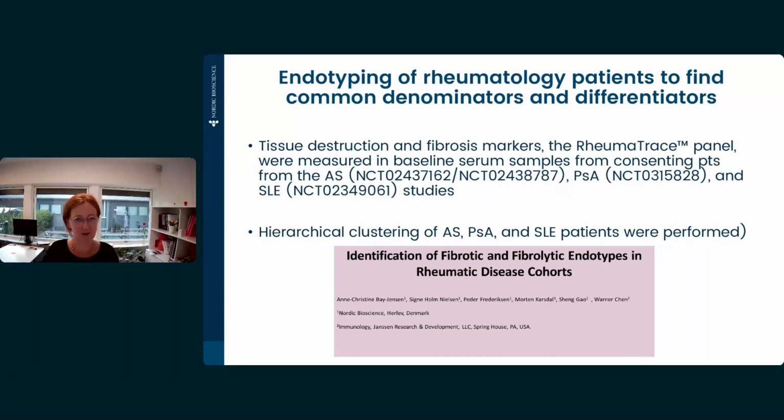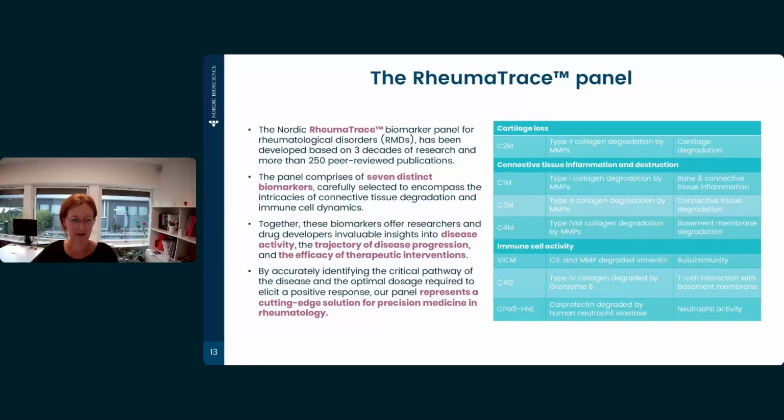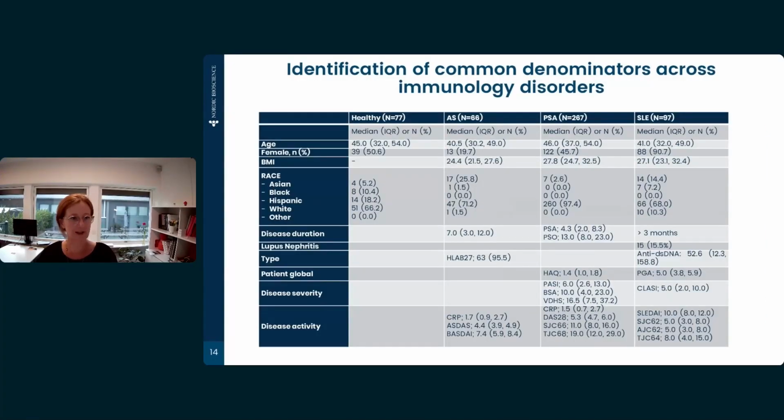But what we did was to measure this rheumatoid panel plus some fibrosis biomarkers in the placebo group of 4 different studies together with Janssen. So my co-authors are listed here. And we did hierarchical clustering. So this included the rheumatoid panel, but this included healthy individuals, AS patients, PSA patients, and lupus patients in the end. They all had active moderate to severe disease level.